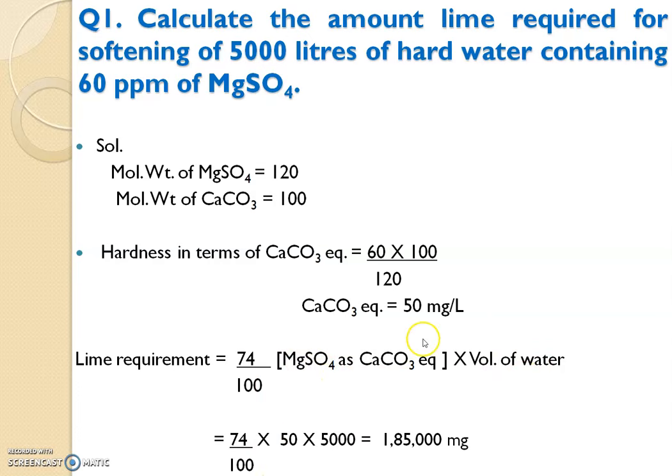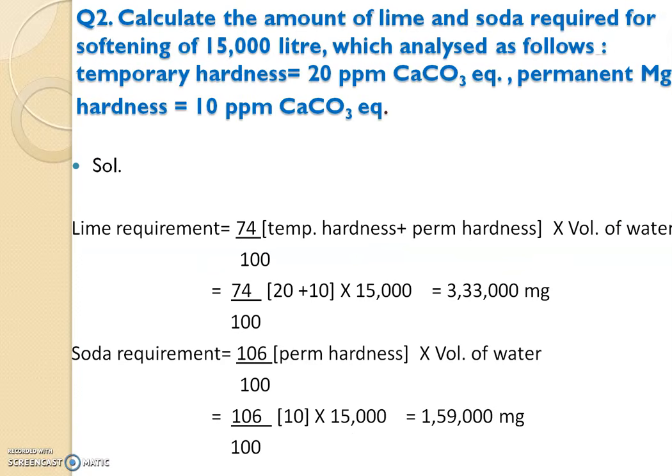We consider the calcium carbonate equivalent of magnesium sulfate, which is 50, and this will give 1,85,000 milligram, and you can convert this into gram by dividing by the conversion factor from milligram to gram.